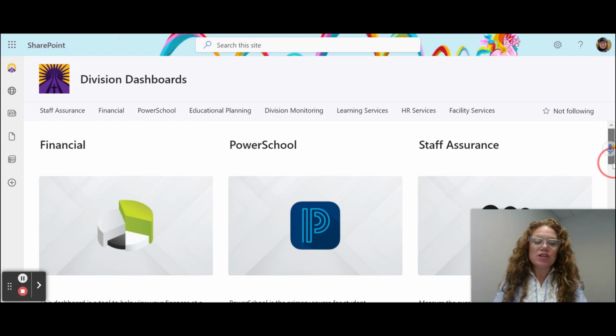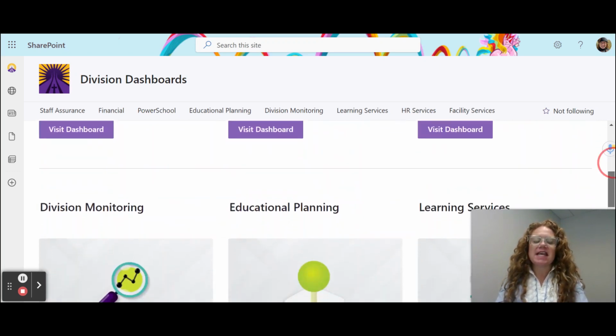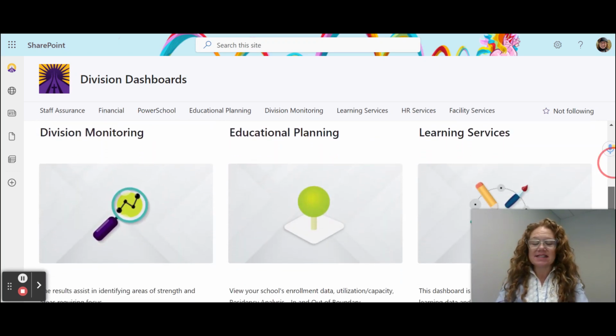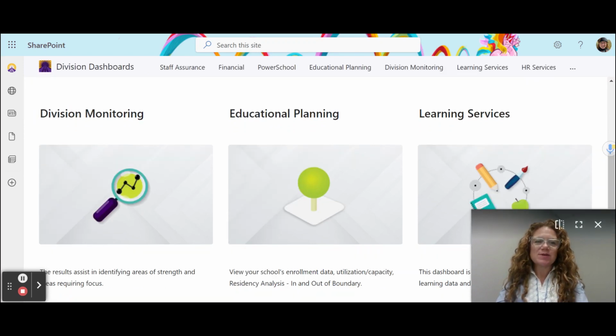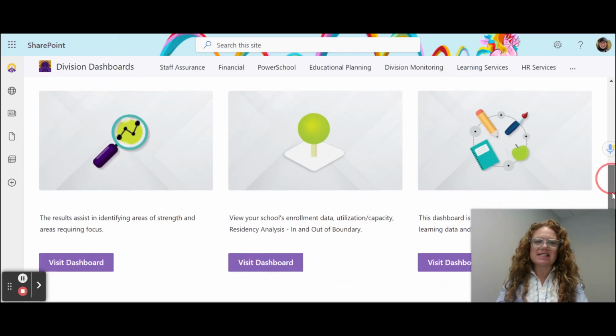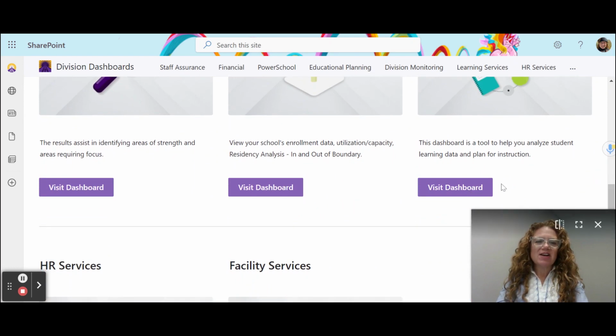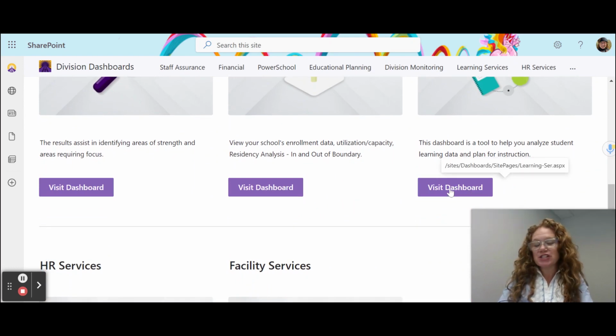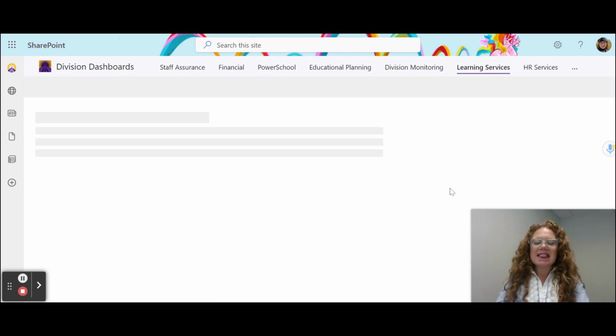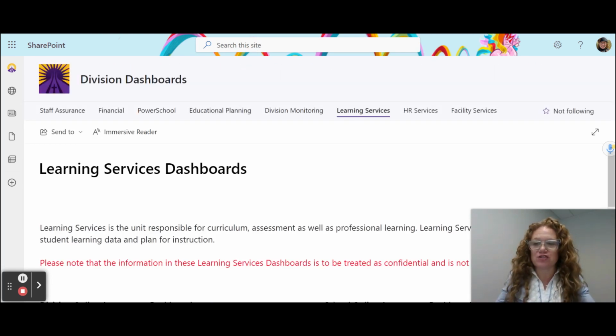Now, the dashboard that you're going to be taking a look at in order to access the MAST dashboard is this one right here, the Learning Services dashboard. So we're going to click on that Learning Services dashboard and we just go View Dashboard. And that will take us right to the dashboard for all things learning services.